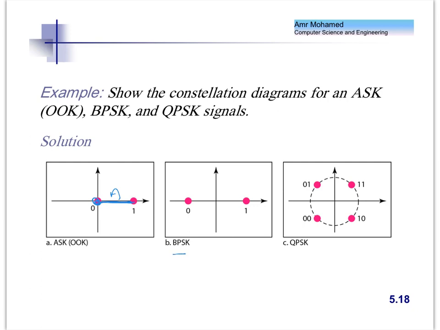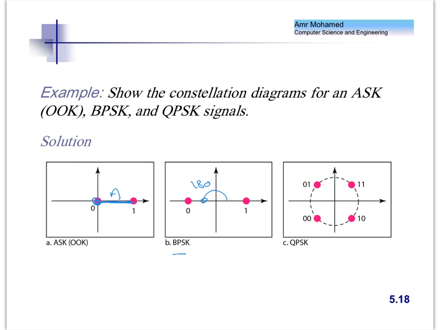BPSK is represented by a sine wave and minus sine wave. And the minus sine wave will have a phase shift of 180 degrees, right? Yeah. So these can be represented by two different dots in the IQ diagram.